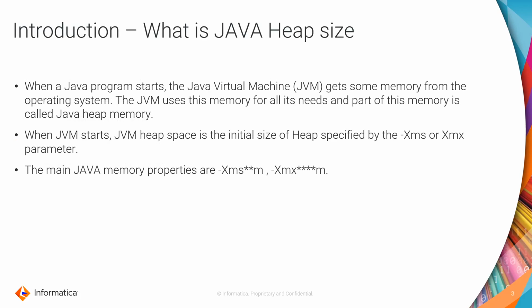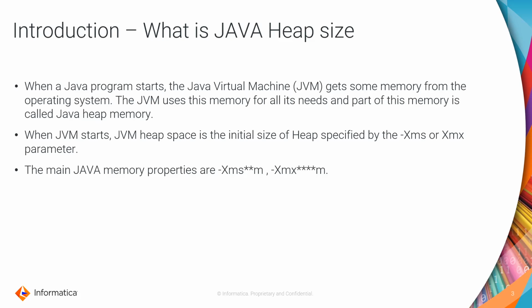When a Java program starts, the Java virtual machine gets some memory from the operating system. The JVM uses this memory for all its needs, and a part of this memory is called Java heap memory. When JVM starts, JVM heap space is the initial size of the heap specified by the XMS or XMX parameter. XMS is the initial value that Java will start with this amount of memory. The memory value mentioned here will be allocated as soon as the Java process starts. XMX is the maximum amount of memory that JVM can allocate as heap.